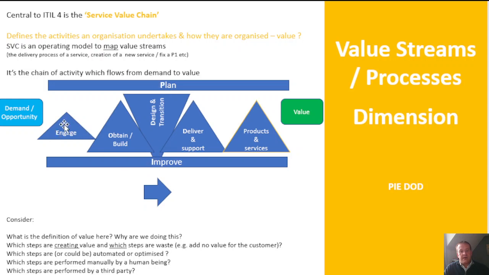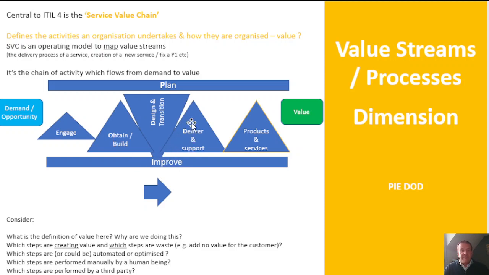So PIE. And then there's a design and transition element to this activity. Then you need to obtain and build, perhaps in the case of a service pack, for example, you need to obtain a service pack to fix this particular P1 issue.